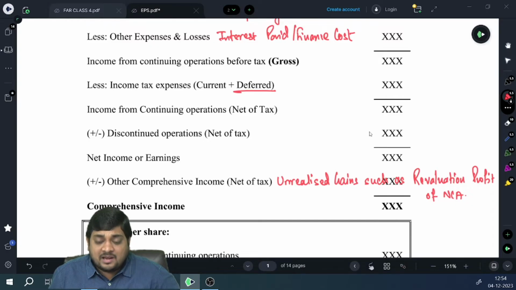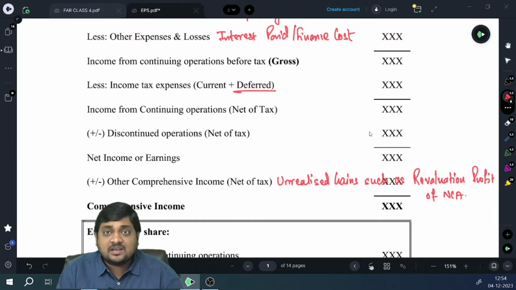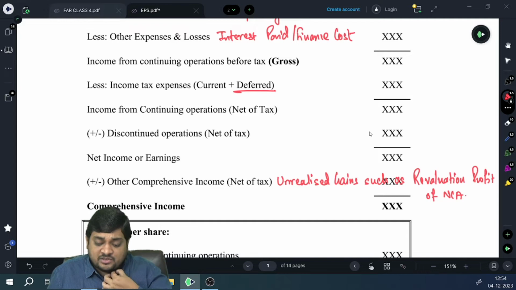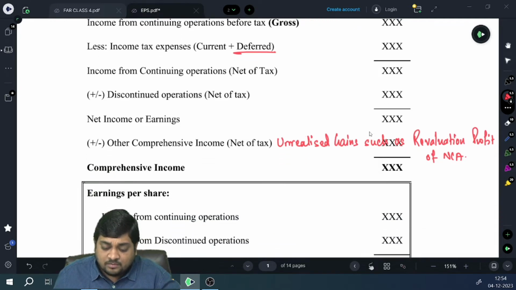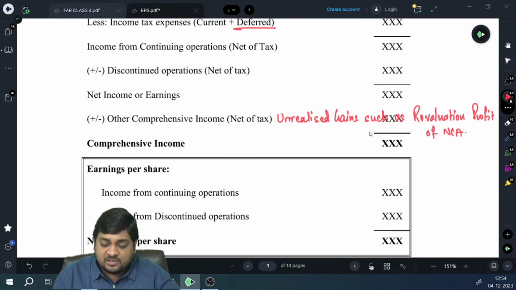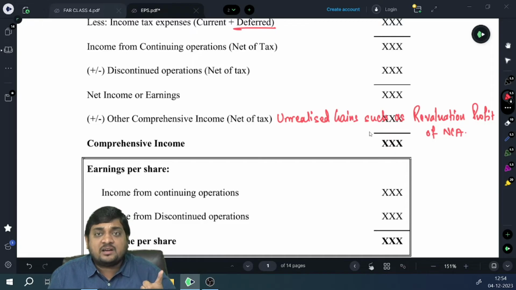Now it is the mandatory requirement for every US entity to disclose earning per share. It needs to be disclosed on the face of the income statement. You need to disclose earning per share on the basis of income from continuing operations. We need to disclose earning per share on the basis of net income also, right? We don't have to disclose earning per share for the comprehensive income, right? So here you can see below that we are reporting income from continuing operations, income from discontinued operations, and net income per share. So earning per share needs to be reported for income from continuing operations and net income on the face of the income statement.